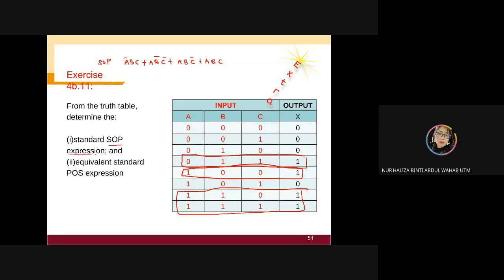SOP expression done. Now I want to express it with my POS. POS will be, where A equal to 0, A bar equal to 1. So this will be A plus B plus C. And this one will be A plus B plus C bar.